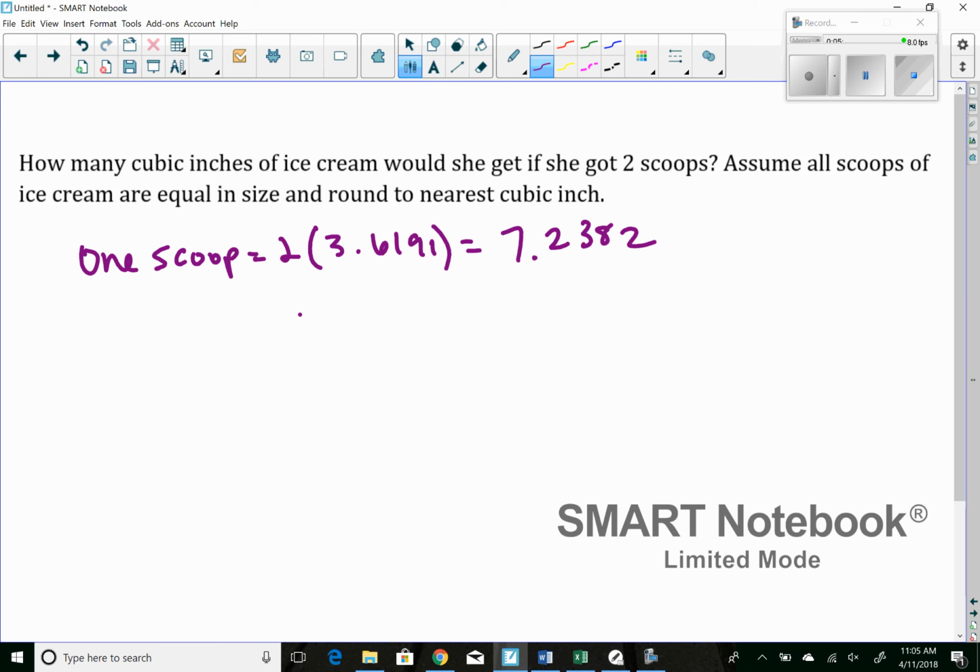So if I know the whole volume of the ice cream with a half a scoop on top, and I add a whole second scoop on top, it's another 7.2. So again, rounding to the nearest cubic inch, a 2 scoop ice cream is equal to 10 plus the 7 from the whole 1 scoop, so 17 cubic inches full of ice cream.